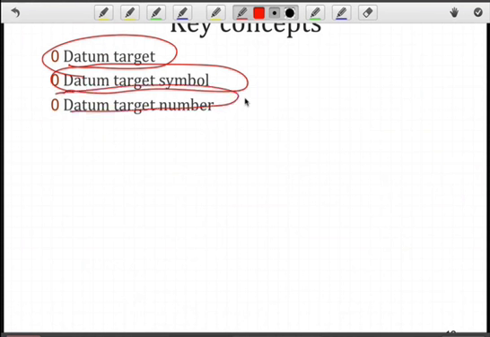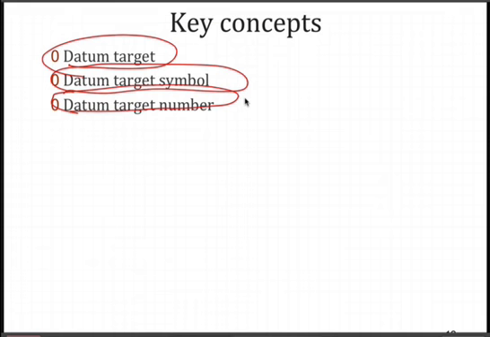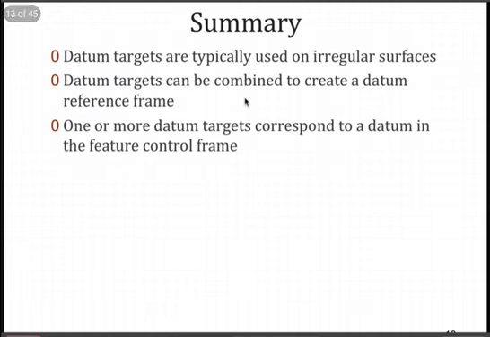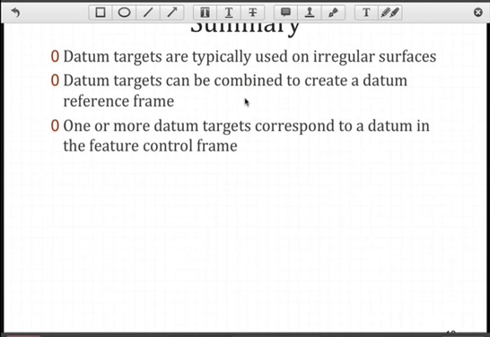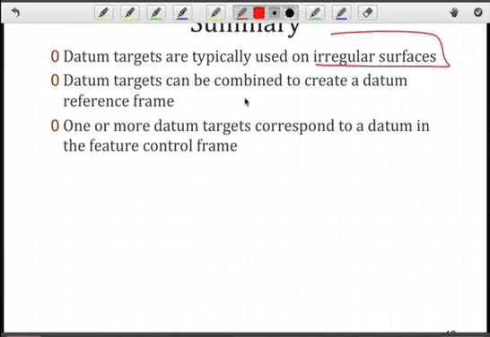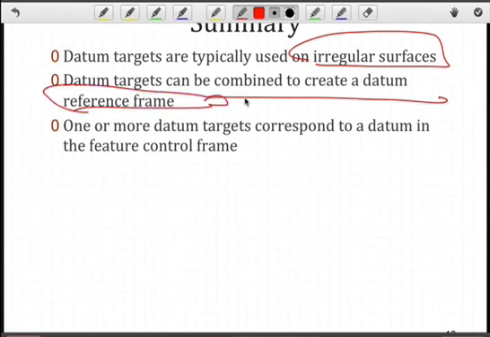The target number, I can have 1 or more target numbers. They are going to be combined together to form a datum depending upon the nature of that datum. So in summary, it's not frequently used, but you might see it, and when it does appear, usually you're thinking about an irregular surface. The datum targets can be combined to create a datum reference frame, as we saw, based upon this notion of 3 points for the primary, 2 points for the secondary, 1 point for the tertiary. And 1 or more datum targets can be combined to create that datum in a feature control frame.